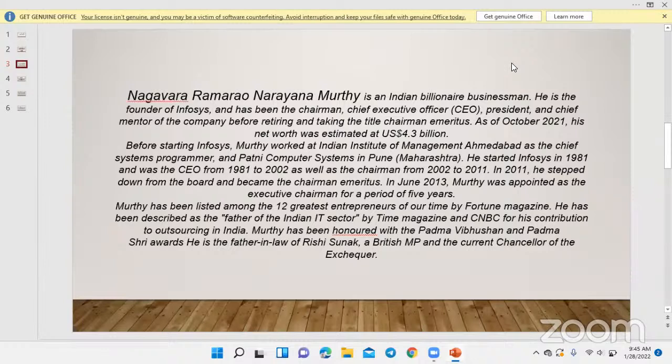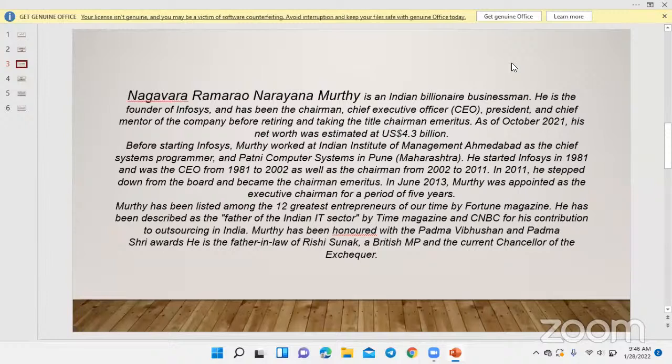Before starting Infosys, Murthy worked at the Indian Institute of Management, Ahmedabad, as a chief system programmer and at Patni Computer Systems in Pune, Maharashtra. He started Infosys in 1981 and was the CEO from 1981 to 2002, as well as chairman from 2002 to 2011. In 2011, he stepped down from the board and became the chairman emeritus. In June 2013, Murthy was appointed as the executive chairman for a period of 5 years.